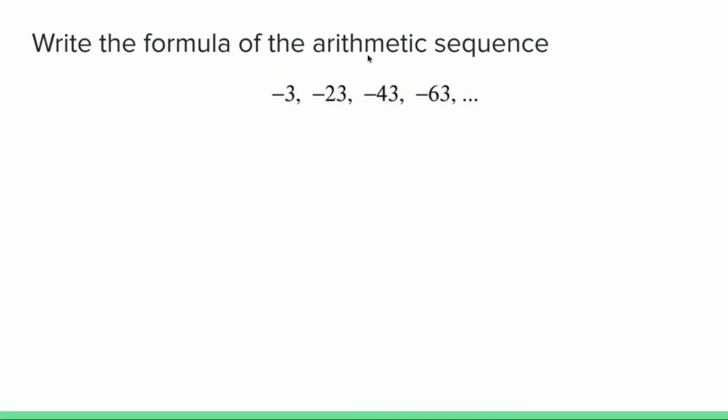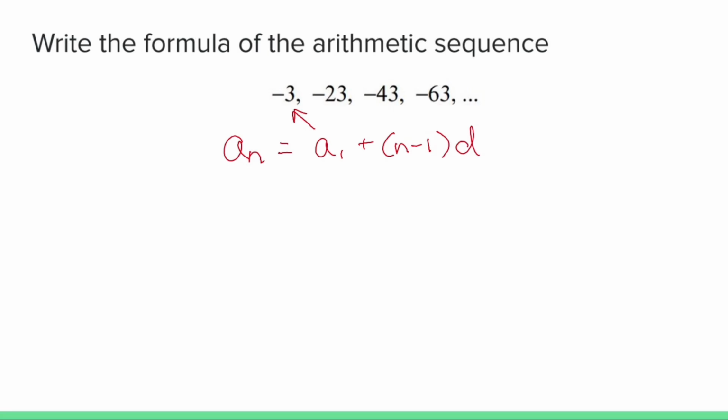Write the formula for the arithmetic sequence. The formula for the arithmetic sequence is a sub n equals a sub 1 plus n minus 1 times d. A sub n is going to be the term that you're looking for. That's what we're going to find here. A sub 1 is your first term, which is negative 3. N is that same n that we see over here, so we're going to leave n. Minus 1 is just minus 1. And d is the common difference.